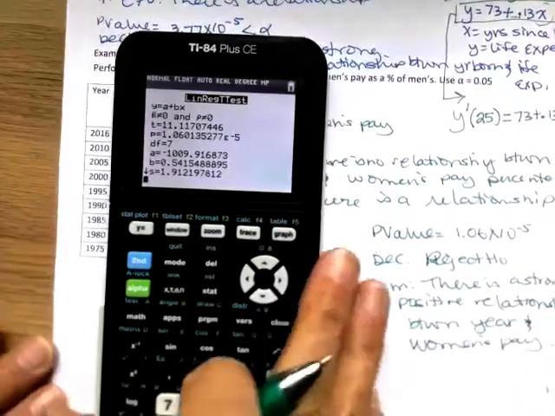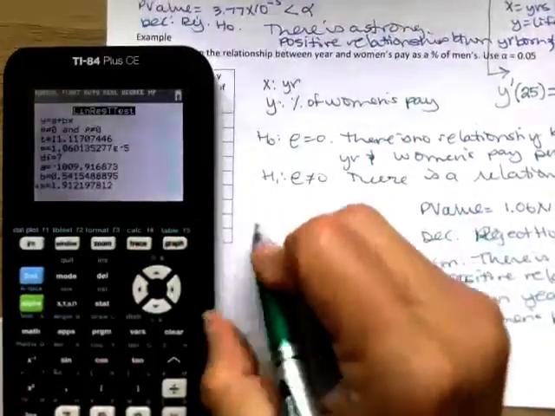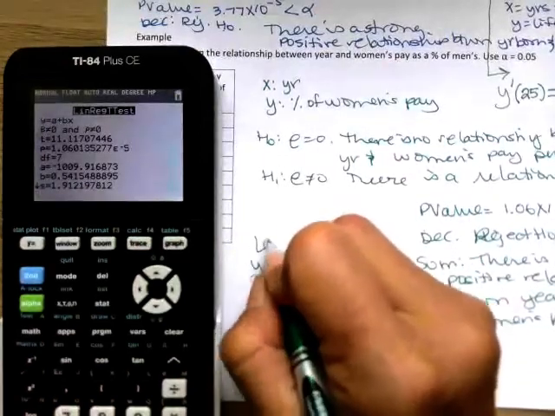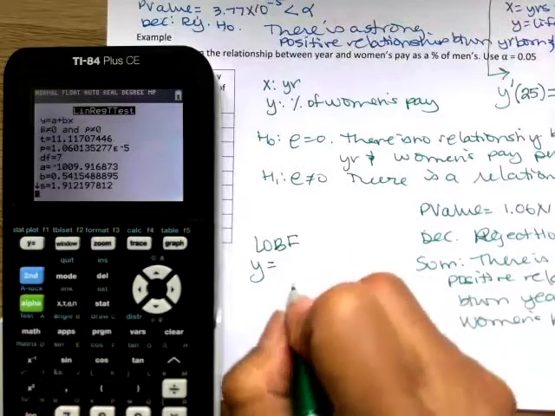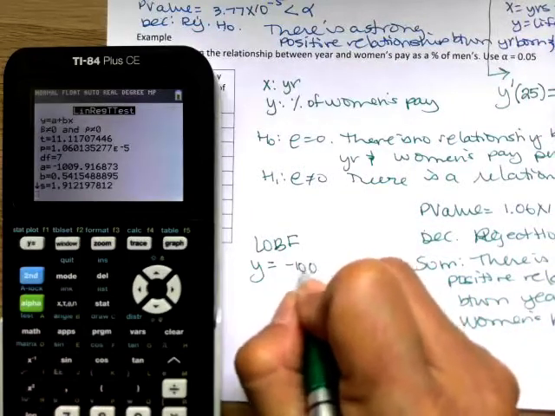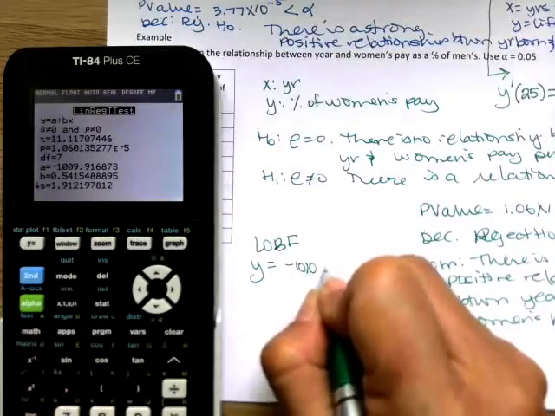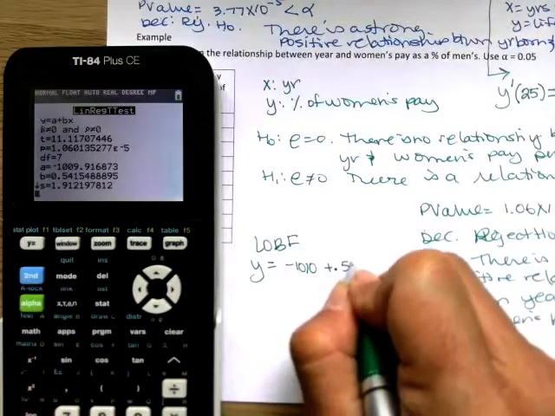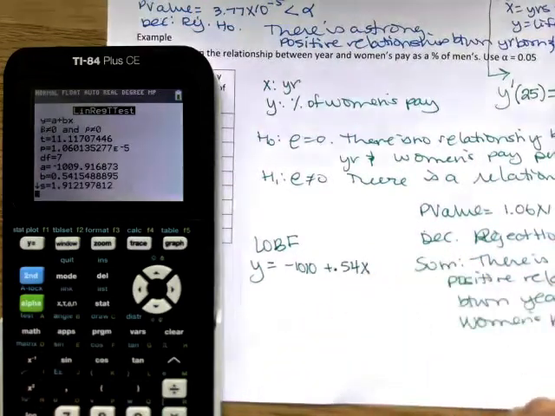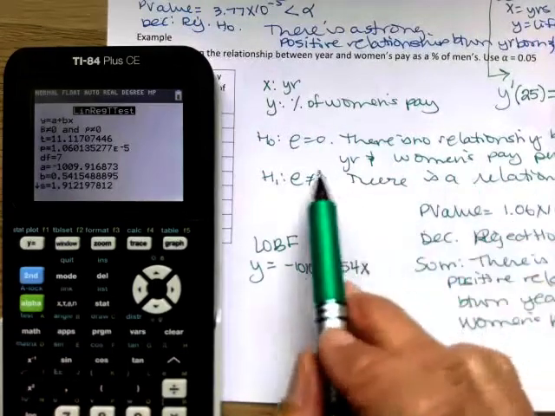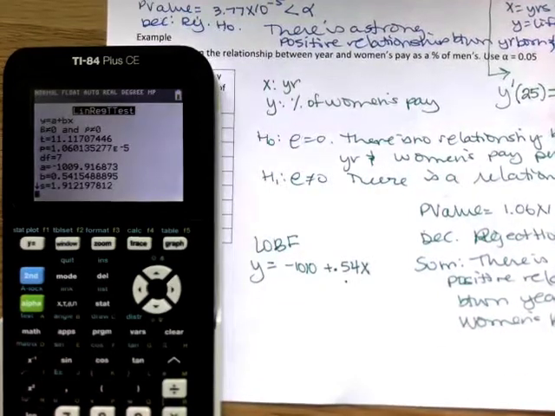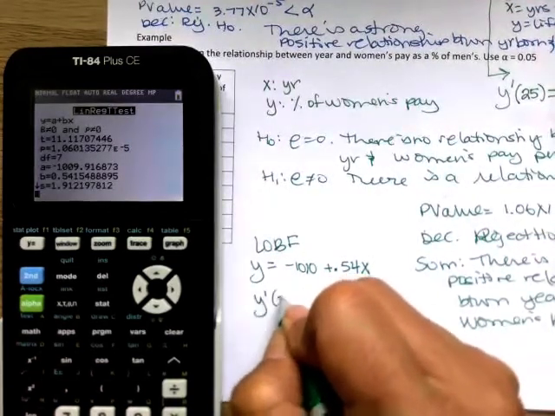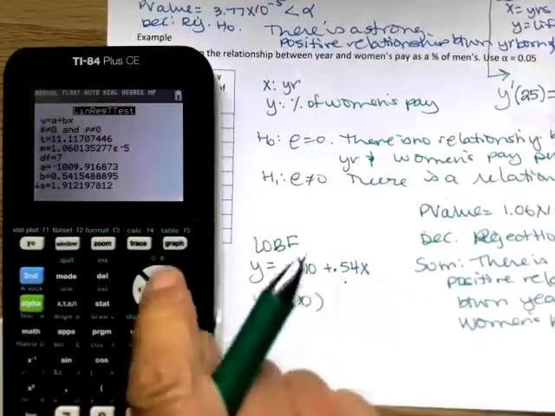And let's go ahead and find that line of best fit. Let's find that relationship. Y equals a line of best fit. Y equals, what do I have there? A is negative 1010, and then plus 0.54x. So if we wanted to use this, since it's a good relationship, we rejected the null, there is a relationship, we could use this to predict for 2020. So if we wanted to know Y prime of 2020, let's go ahead and go to graph.